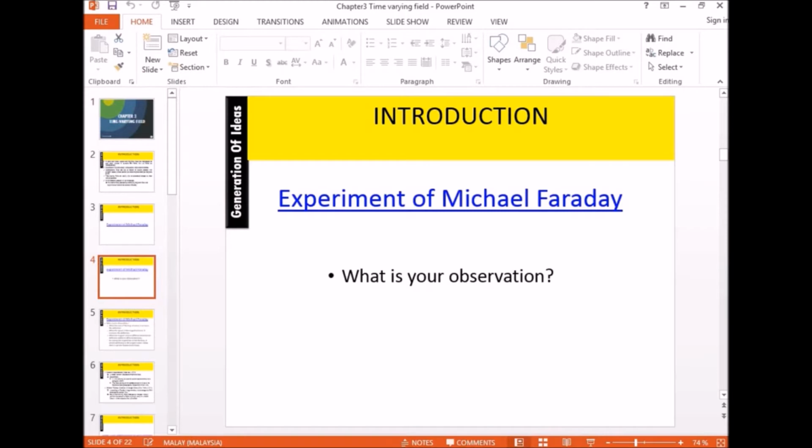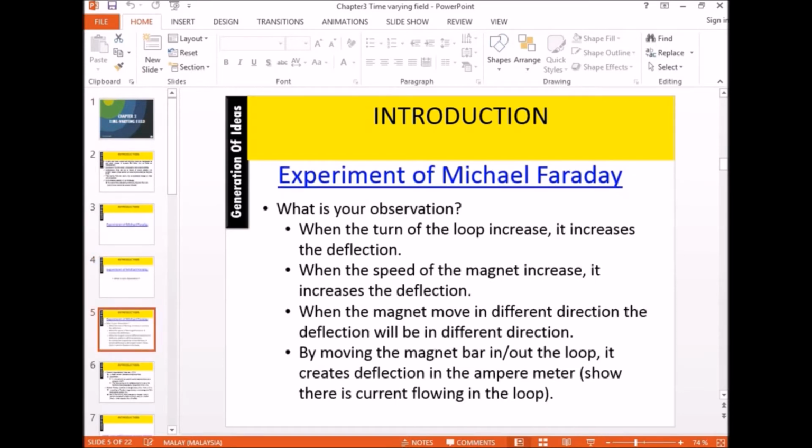What happened is he holds a bar magnet, and then he inserts the magnet bar into the loop. You can see the deflection appears on the ammeter. Am I right? So what does it mean when there is a deflection? Current flows inside the loop. So you can find that when the number of turns of the loop increases, when you have many loops, it increases the deflection. More current is generated.